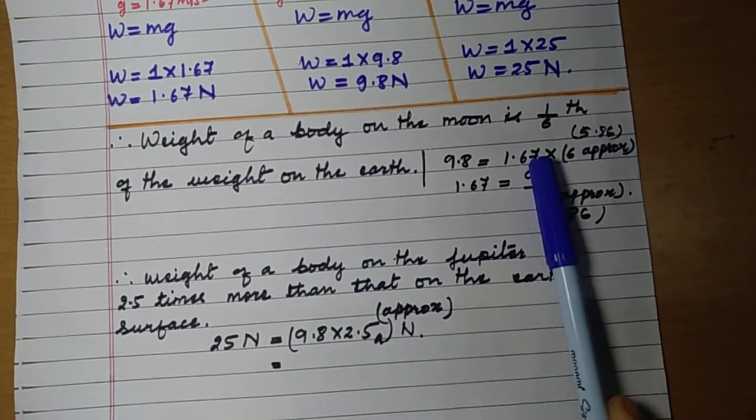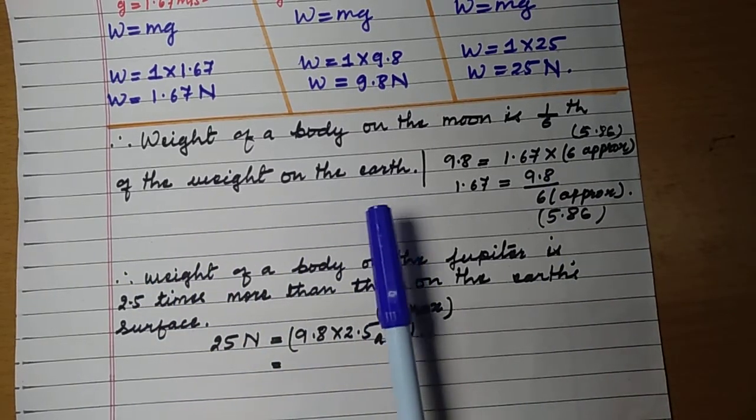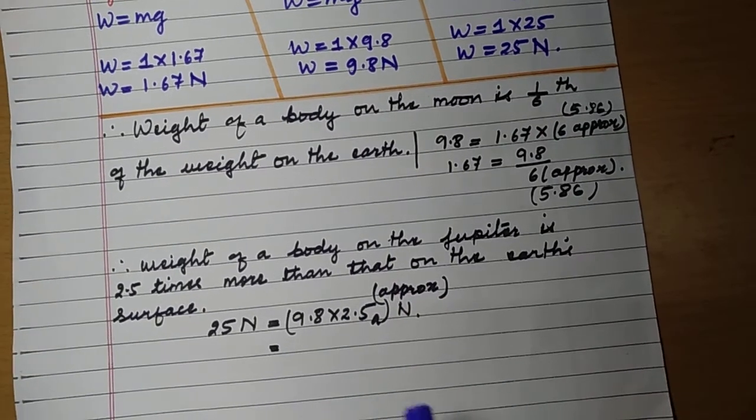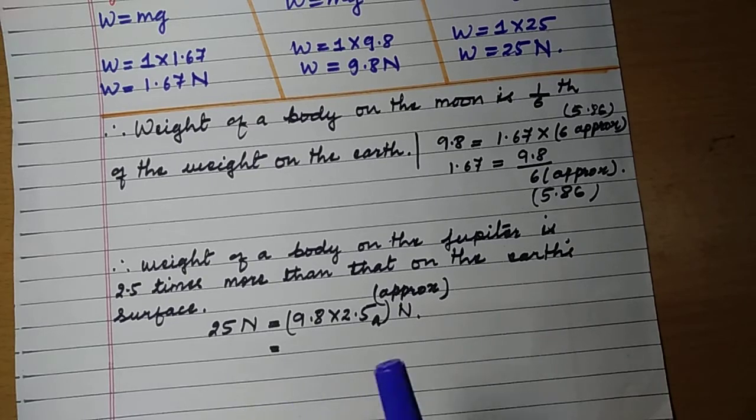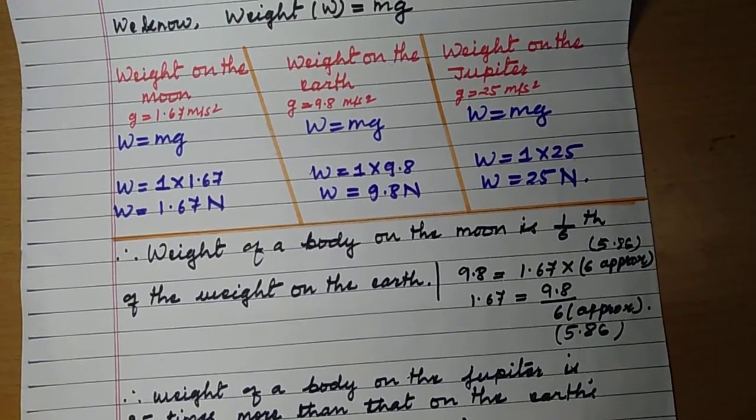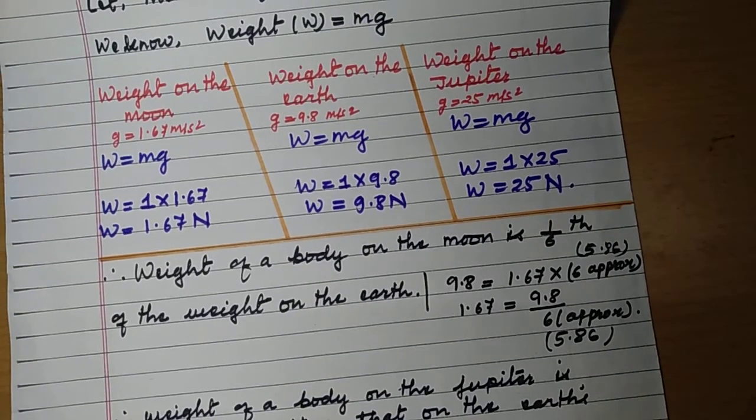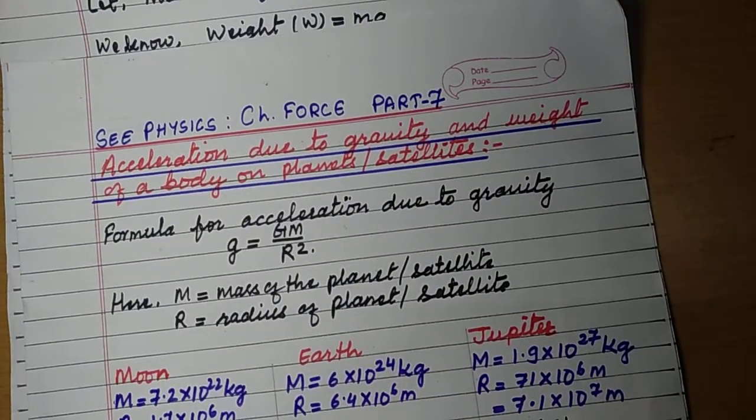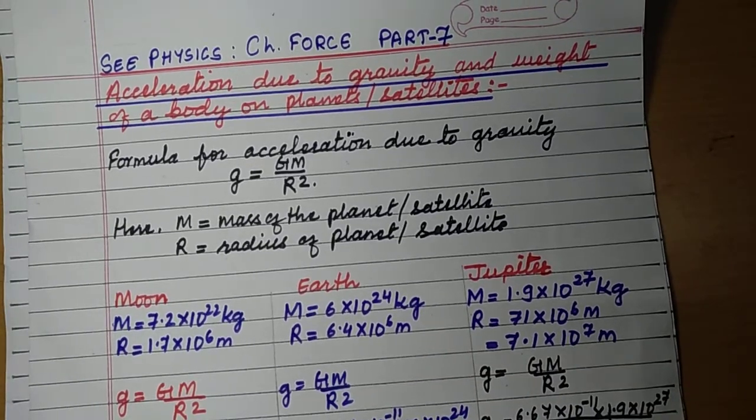The weight of a body on the moon is 1/6 of the weight on the earth, meaning the weight of the same body will be smaller by 6 times on the moon, and the weight of the same body will be 2.5 times more on the Jupiter than on the earth. Now this is because of the value of g, small g, acceleration due to gravity, and this acceleration due to gravity is different because of the mass and the radius of the planet and the satellite. So with this we finish this part.